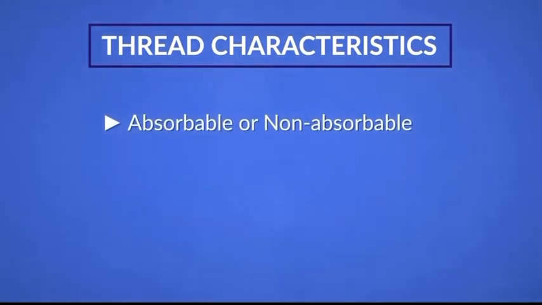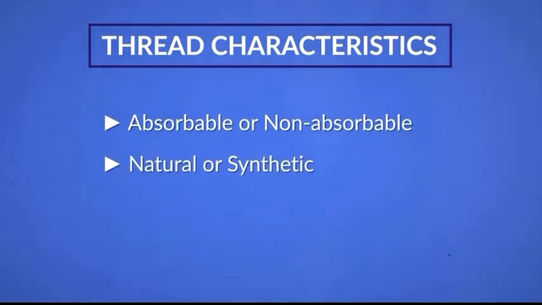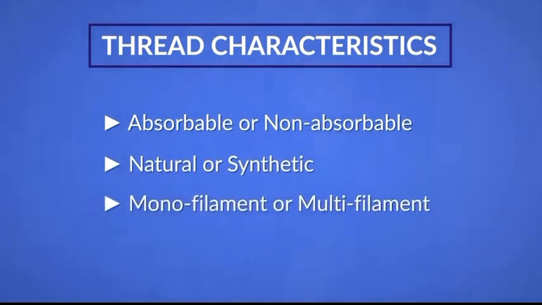This concept is similar to the needle gauge nomenclature that we're familiar with in dentistry. In general, the smaller the thread or the higher the number, the more it is used for smaller wounds or more friable tissues. In dentistry, the most common sizes are between 3.0 and 6.0. There are three thread characteristics to consider. First is whether it is absorbable or non-absorbable. Second is whether it is natural or synthetic. And third, whether it is a monofilament or a multifilament thread.